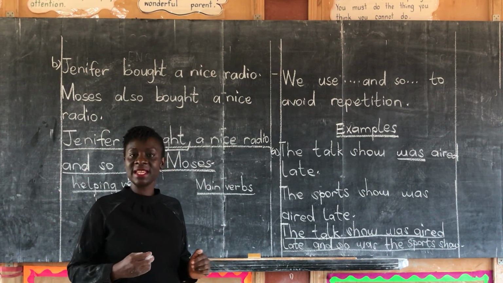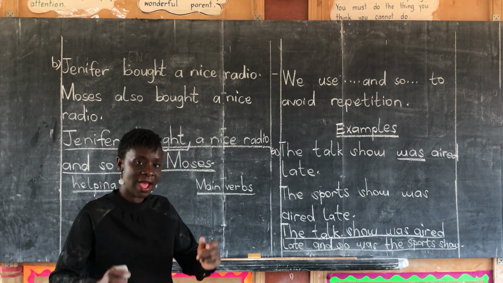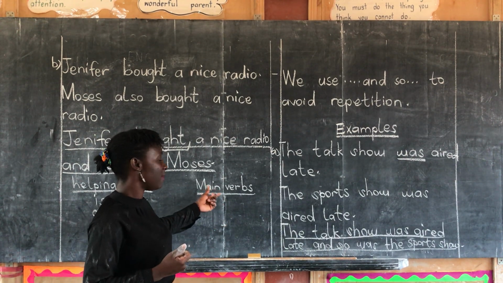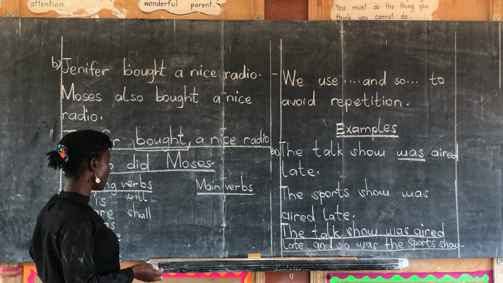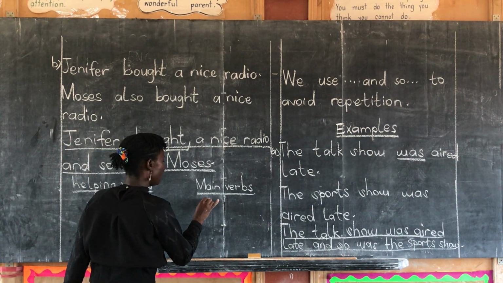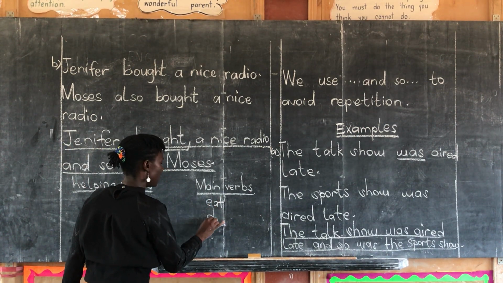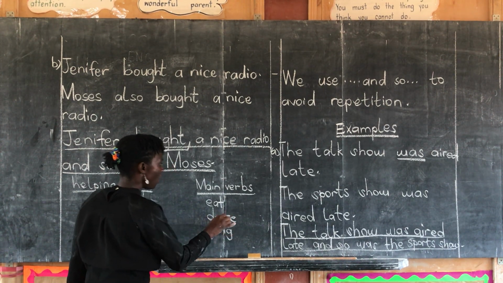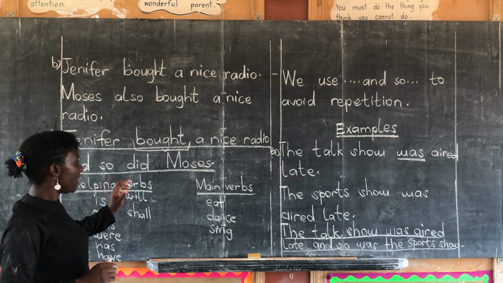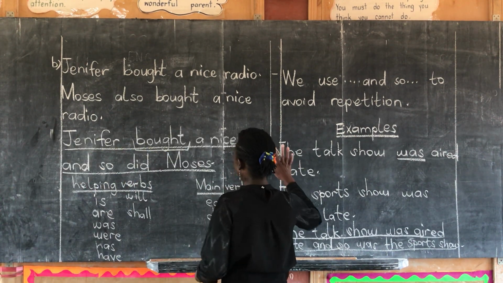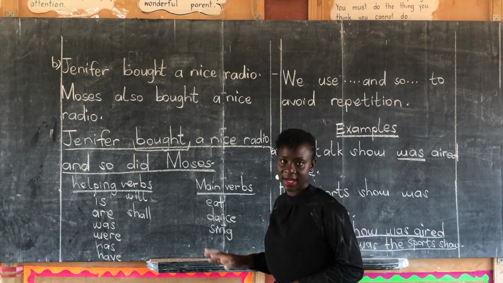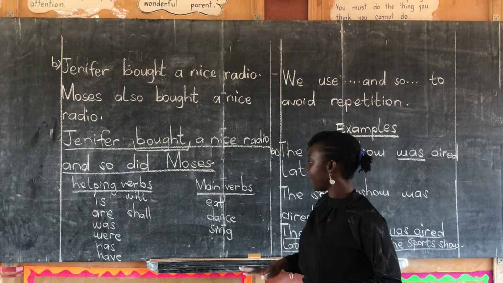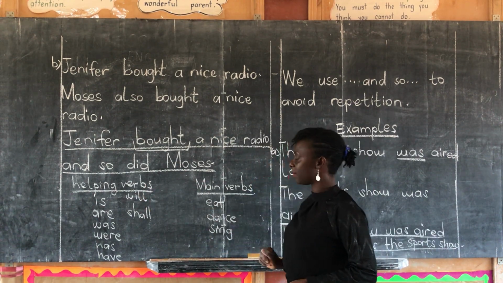Jumping is a main verb because it shows action. I am looking at you right now. That is a main verb. So some examples of main verbs are eat, dance, sing, and so on. Now, whenever we are using "and so," there is a rule that we must follow in relation to verbs.